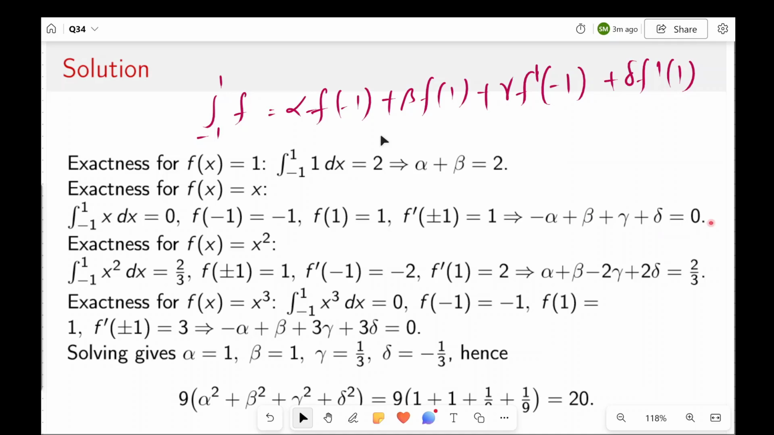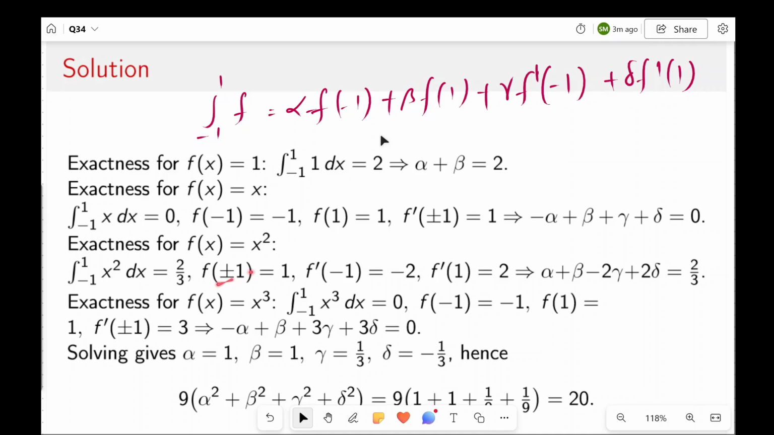Okay, now we are putting f(x) equal to x squared. This is a polynomial of degree 2, and the integration from minus 1 to 1 of x squared dx is equal to 2 by 3. You can do it by yourself. There's nothing to do. It's a class 11, 12 integration. I'm not doing the integration anymore.